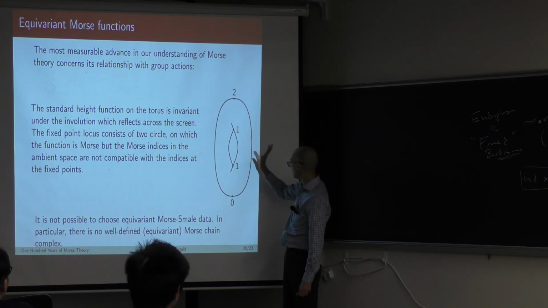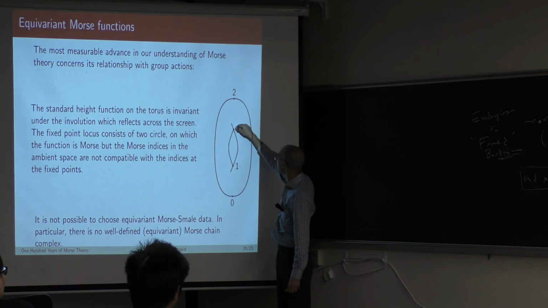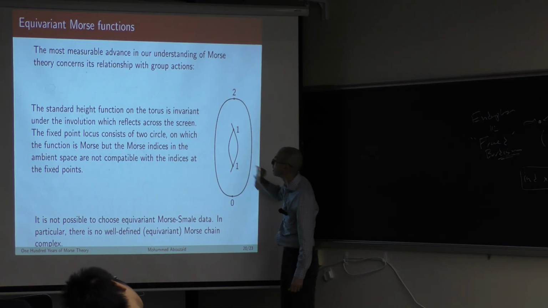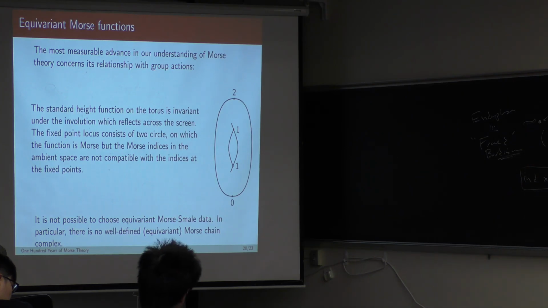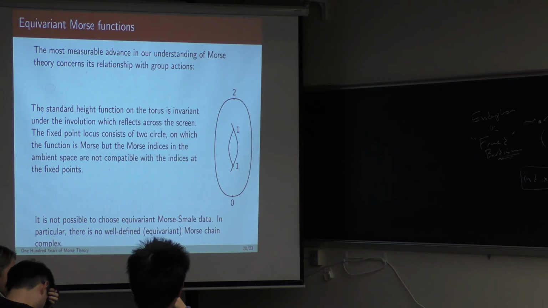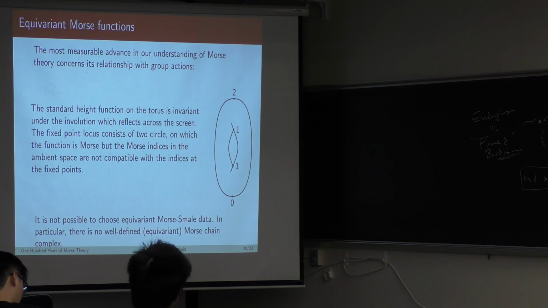If you keep the symmetry and you don't create more critical points, you keep just the number of critical points, there will always be a gradient flow line that should not be there. It goes from here to here. So this means, in particular, that it is not possible to write down, without making a lot of other choices, an equivariant Morse chain complex. You can perturb and try to define it, but you cannot do it from this picture.